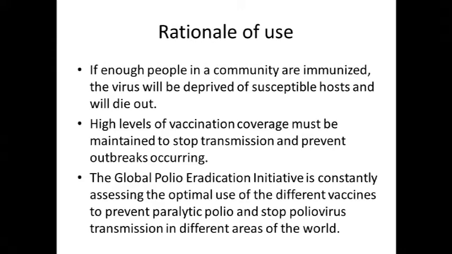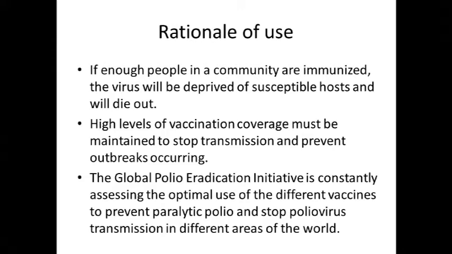That's why, in order to stop transmission and prevent outbreaks of poliomyelitis from occurring, it is suggested that high levels of immunization coverage of this vaccine must be maintained. So the cases of poliomyelitis, wherever they occur, are reflecting on low levels of vaccination coverage, because vaccination is the key to preventing transmission of the disease.